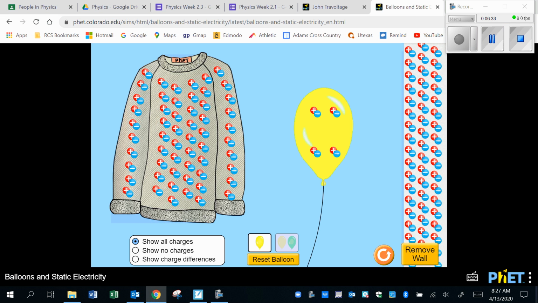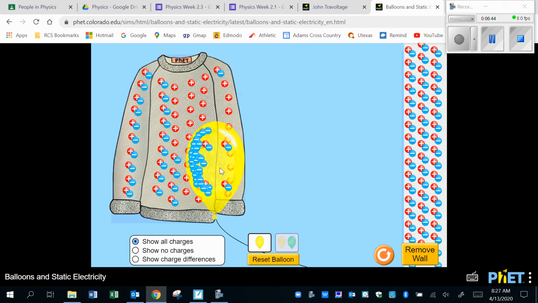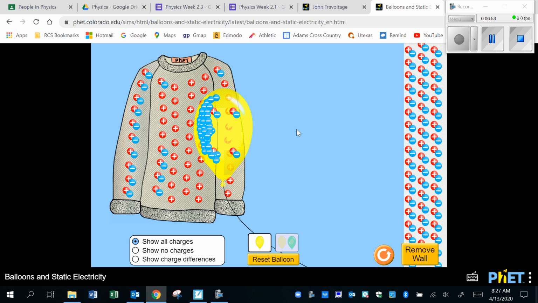When we look at our second one here, this involves a balloon and a sweater, and what we have is a charge method. I have two insulators rubbing past each other. I can see the negatives build up on the balloon. So the first question is, what charge method did we have? It's friction. If I let go of the balloon, it gets attracted right back.